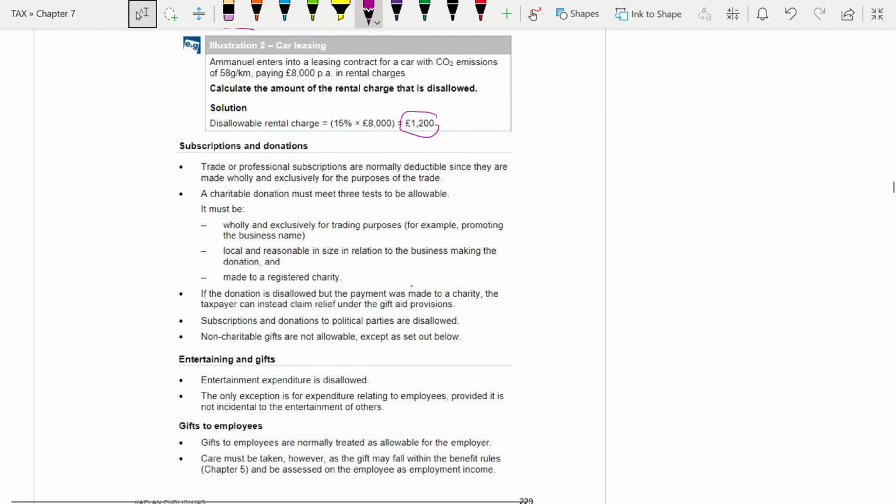They are also talking about subscriptions and donations. If it is for professional purposes, it is allowed. If it is not for professional purposes, it is not allowed.